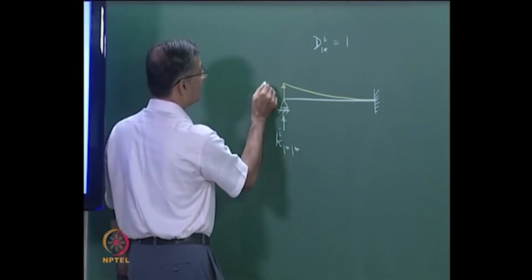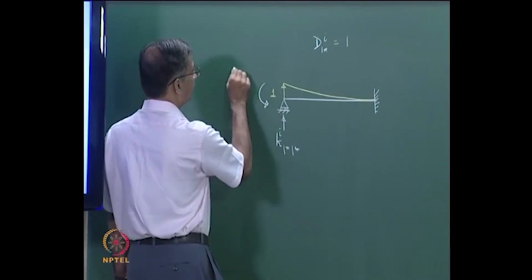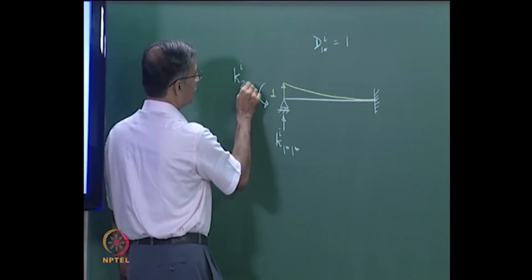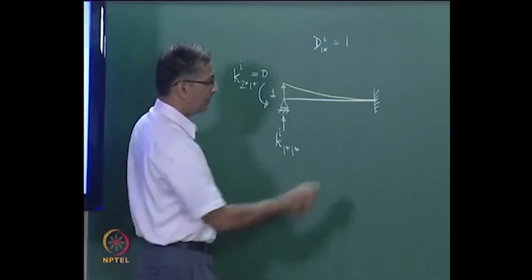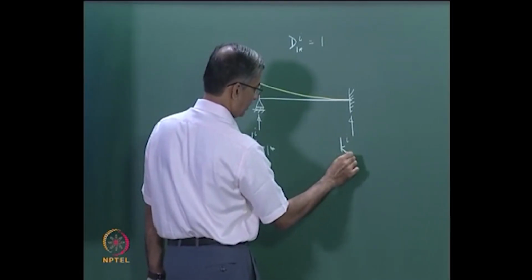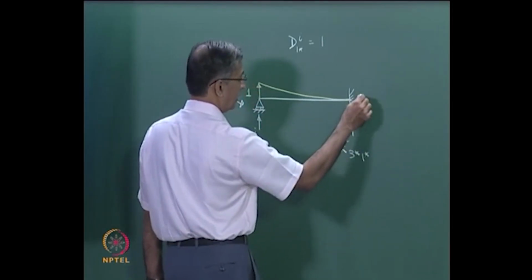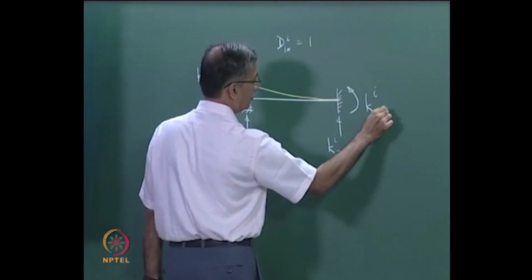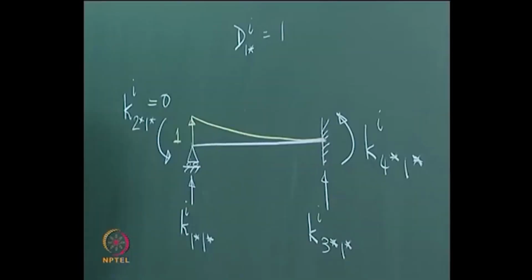What I get here is always permanently, this is K I 2 star 1 star, this will always be 0 because of that hinge, and the reaction that I get here is K I 3 star 1 star, and the moment that I get here is K I 4 star 1 star, right? By now I hope you know the physical meanings of this.